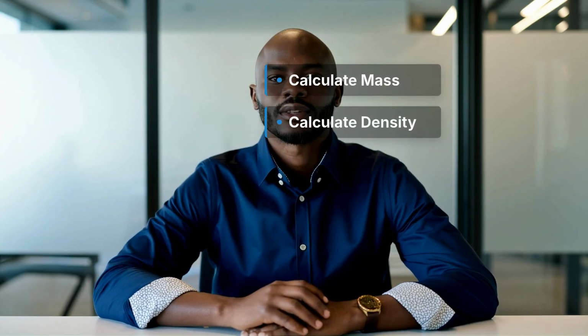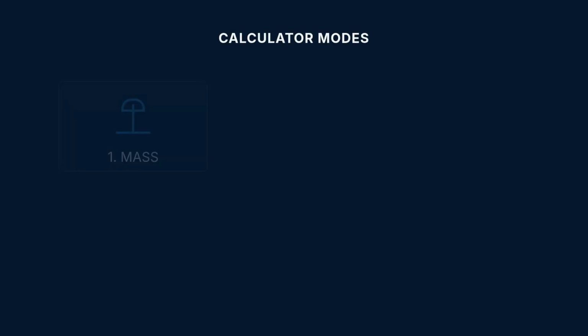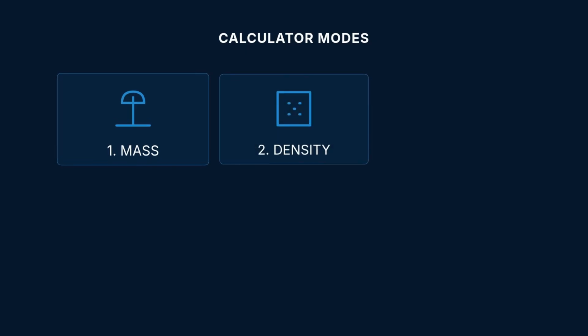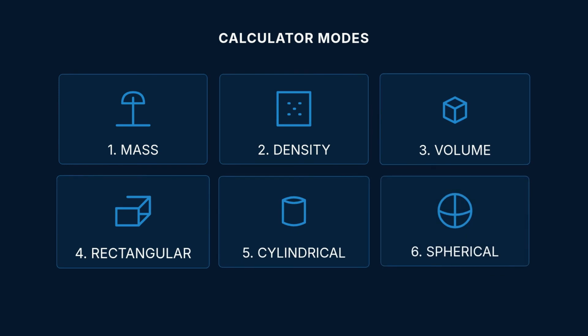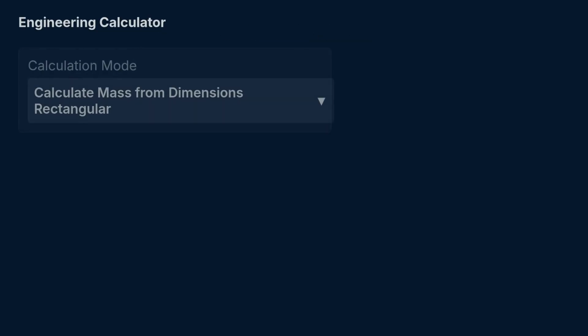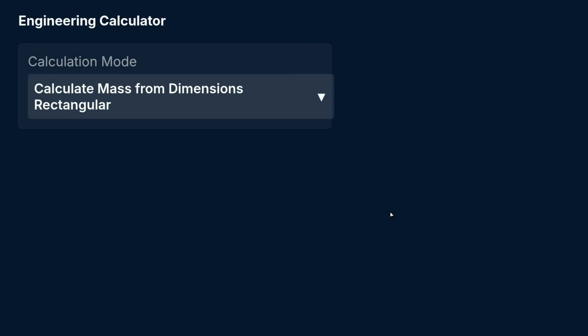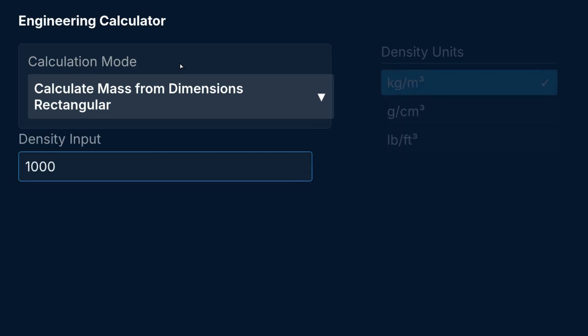First, we have the Select Calculation Mode dropdown with 6 options: Calculate Mass, Calculate Density, Calculate Volume, Calculate Mass from dimensions for rectangular shapes, Calculate Mass for cylindrical volume, and Calculate Mass for spherical volume. For today's demonstration, I'll select Calculate Mass from dimensions rectangular.